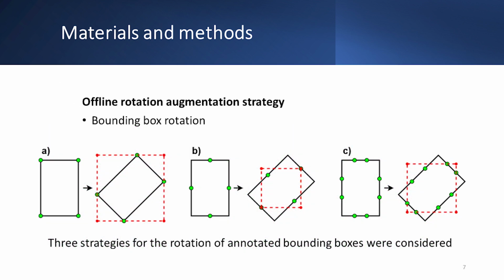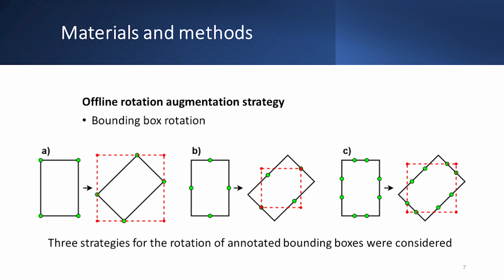3 strategies for the rotation of annotated bounding boxes were considered. In the first strategy, the new bounding box is calculated by finding the minimum and maximum xy coordinates of the corners of the rotating bounding box. In the second one, only the center point of each side is considered, while in the third, each side is divided by 3 and only the midsection is considered for the new bounding box.